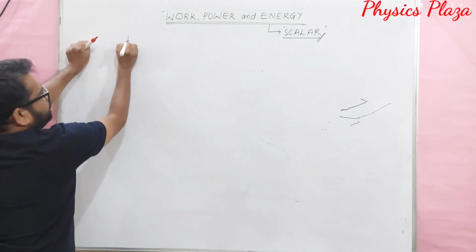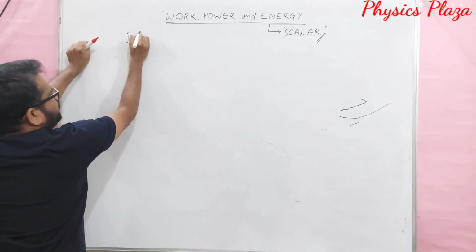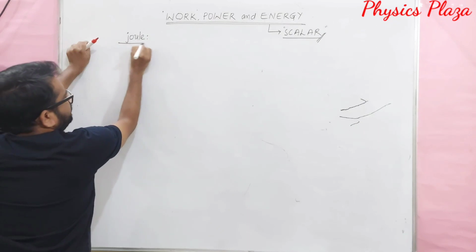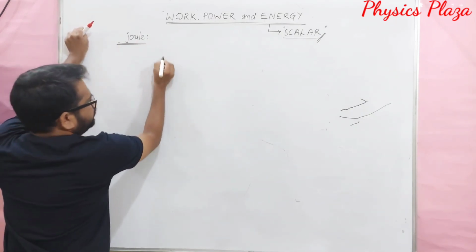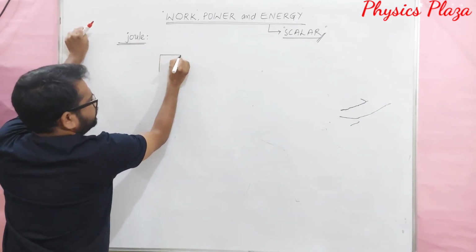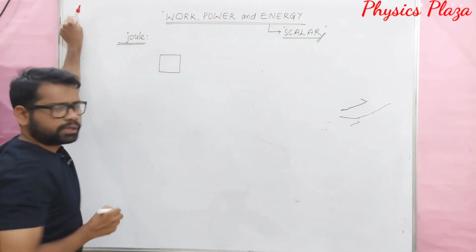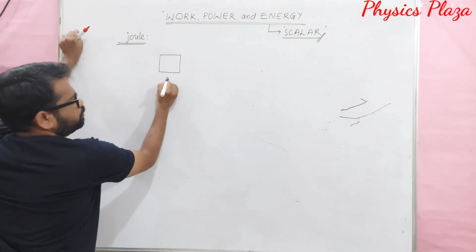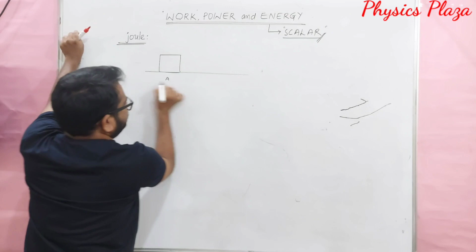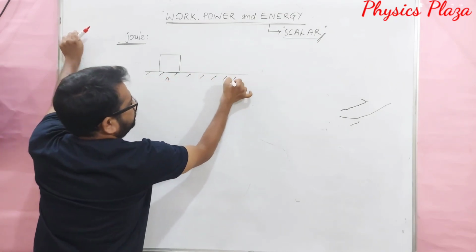Children, how can we define the joule? It's very, very important. What is a joule, and define the joule? It's a very important question actually. Children, suppose here is a body. Let us suppose a body is placed at a point A, placed on a horizontal surface.